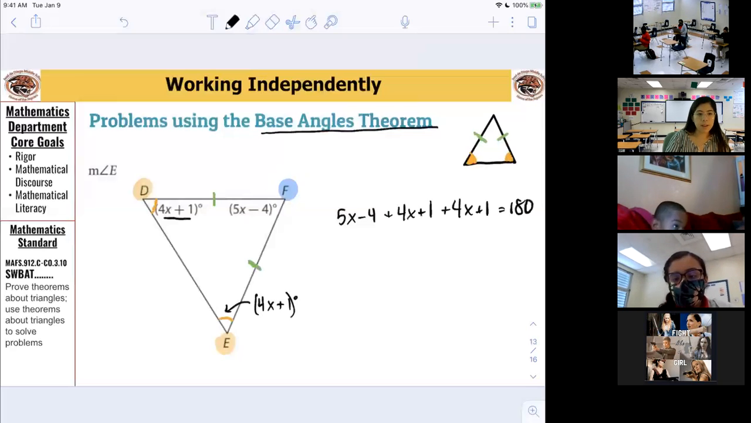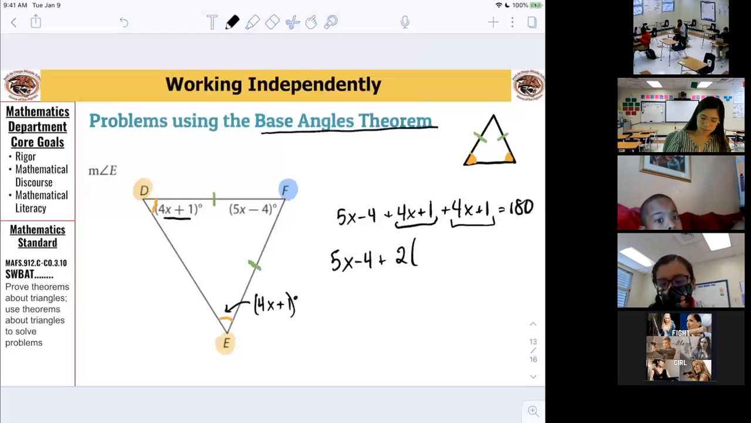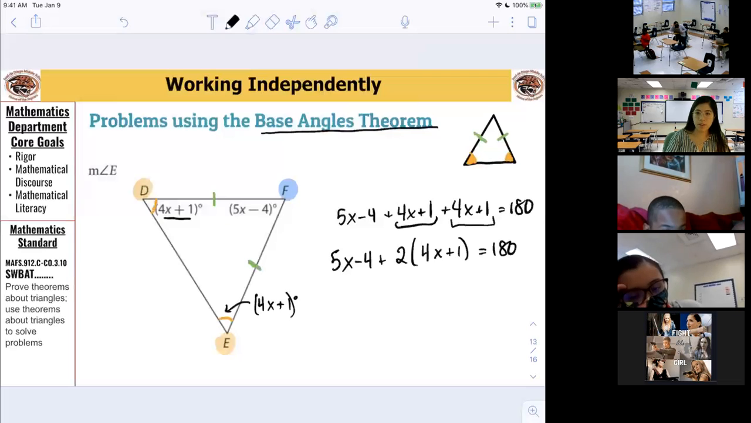And Emily actually gave it to us a little bit more simple, because since I have 4x plus 1 and 4x plus 1 twice, you could also say 5x minus 4 plus 2 times (4x plus 1) equals 180. I don't want to know what x might be. I want to know what x is. I'm not going to guess. I'm going to figure it out using algebra, Daniel. Go ahead and solve this equation. Let's go.